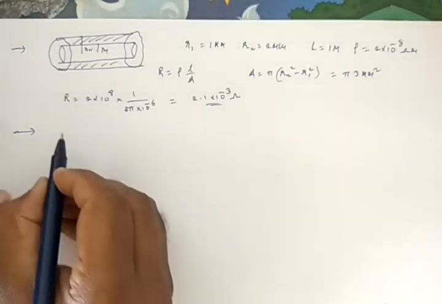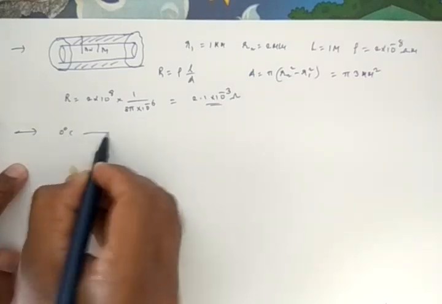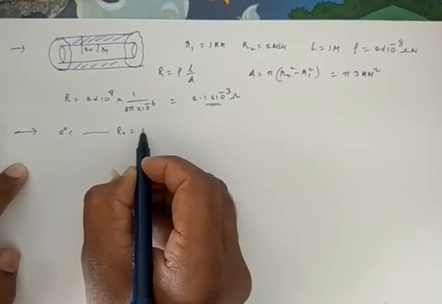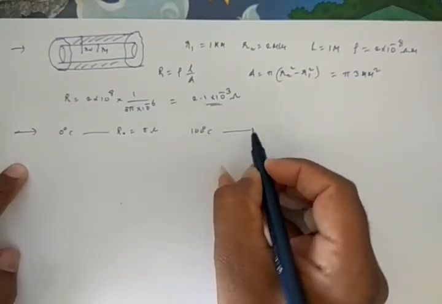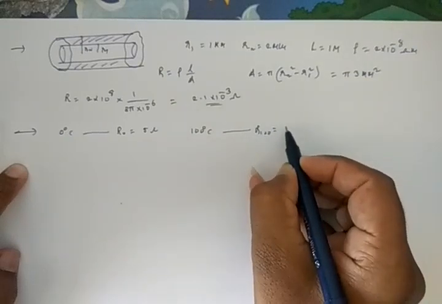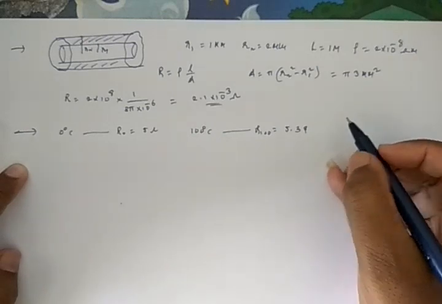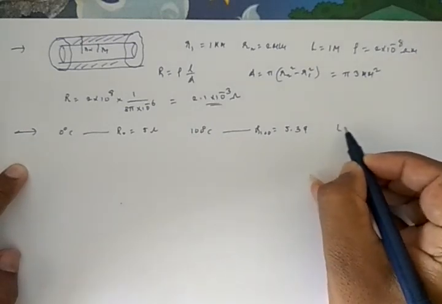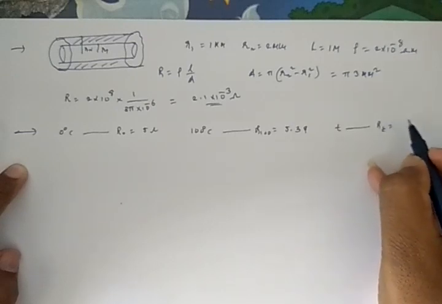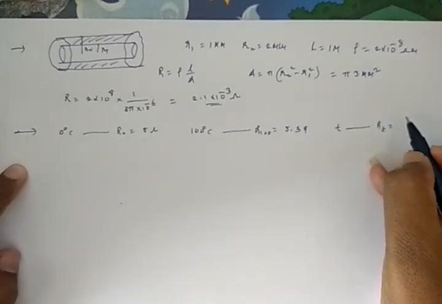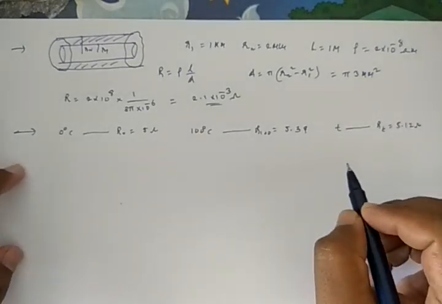So now, when you take the platinum wire, the resistance at 0 degree centigrade is R0, that is 5 ohm, and the resistance at the steam point, that is at 100 degree centigrade, is R100 equals 5.39. Now the resistance of the same wire is measured in the lab also, and say the temperature of the lab is T, and the resistance is RT, that is 5.12. Then you have to find the room temperature.